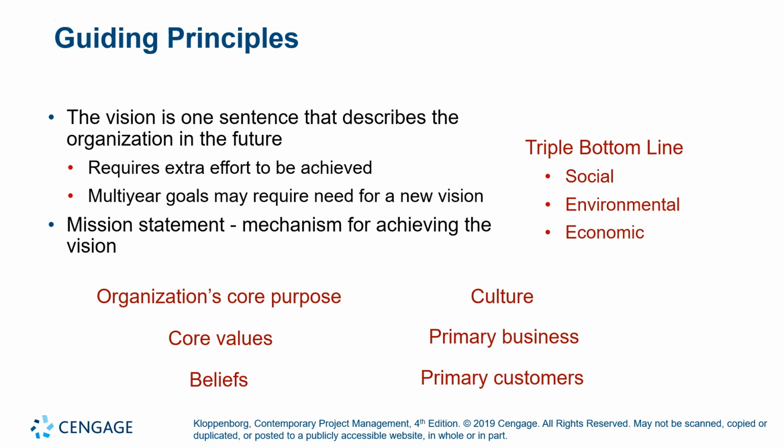The actual mission statement itself is a mechanism for achieving the vision. So, we have triple bottom line, which deals with social, environmental, economic factors. And we have the organization's core purpose, core values and beliefs, the culture, primary business, and primary customers. All this should be accompanied in your mission statement.